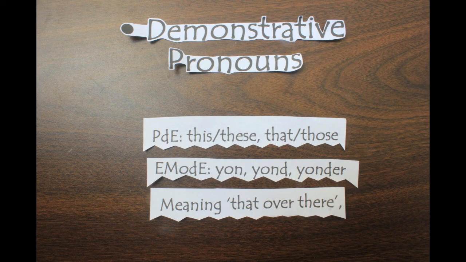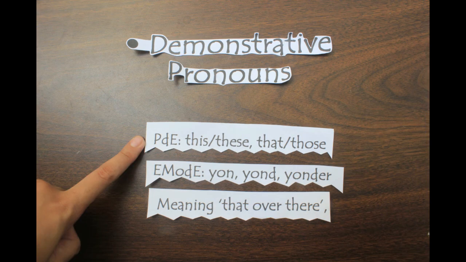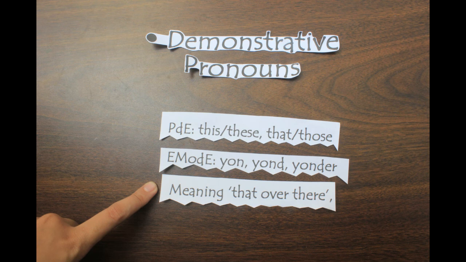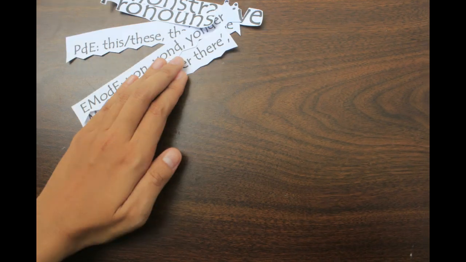Demonstrative pronouns in present-day English are this, that, these, and those. In early modern English, there was another demonstrative appearing in various forms, yonder, meaning over there, suggesting a distance from both the speaker and the hearer.